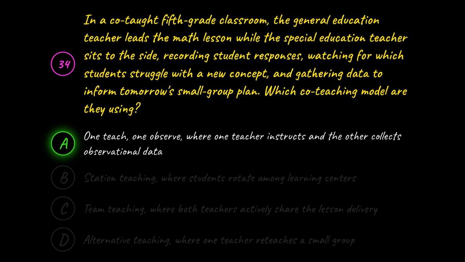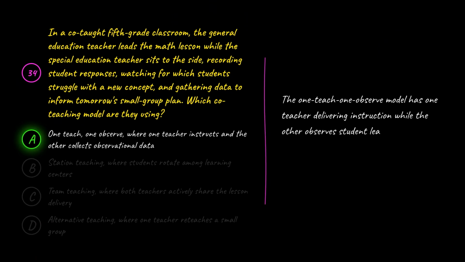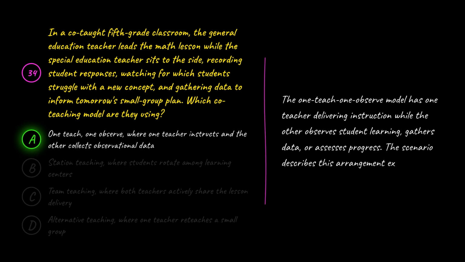The correct answer is A. One teach, one observe, where one teacher instructs and the other collects observational data. A is correct because the one teach, one observe model has one teacher delivering instruction while the other observes student learning, gathers data, or assesses progress. The scenario describes this arrangement exactly.